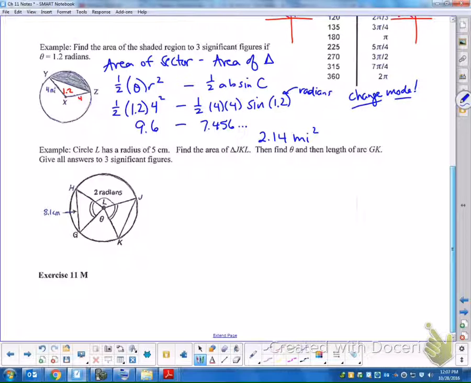Okay, we have a circle that has a radius of 5 centimeters. We want to find the area of JKL, and then we're going to find theta, and then the length of arc GK. And we're going to give all answers to 3 significant figures. Okay, so a couple things here. First of all, I know the radius is 5. I'm going to put a 5 here, a 5 here, 5s all around. Anything else that I can label in my picture before we get started?